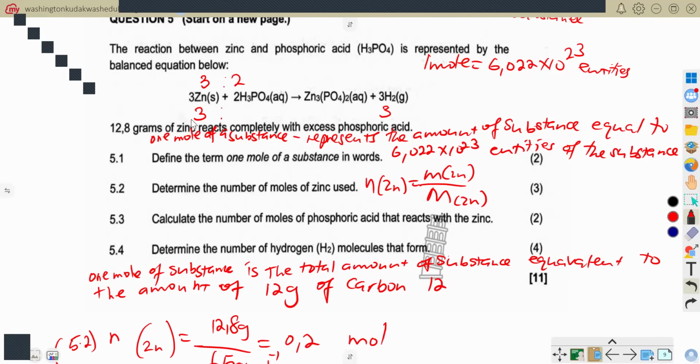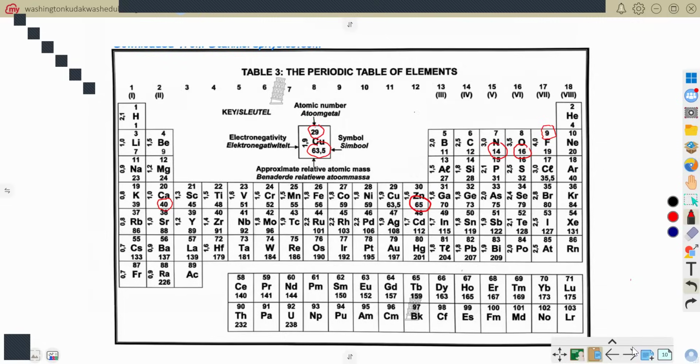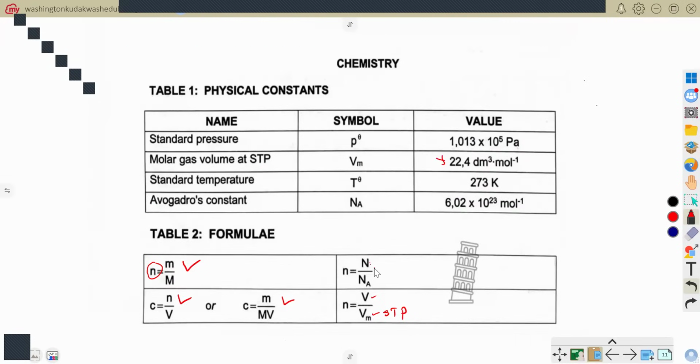So I used 0.2 moles of zinc, so I will produce 0.2 moles of hydrogen. So for me to find the number of entities now, I need to choose a formulation that is in relation to the number of what? Of entities, which is this one.